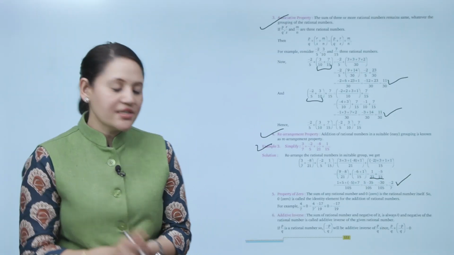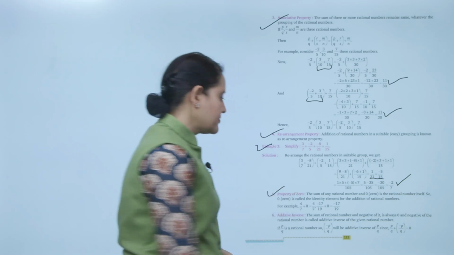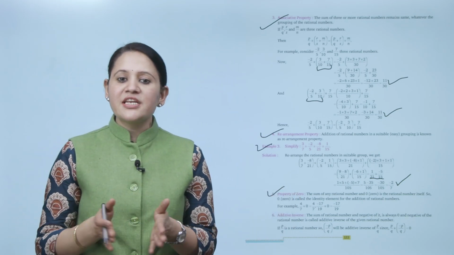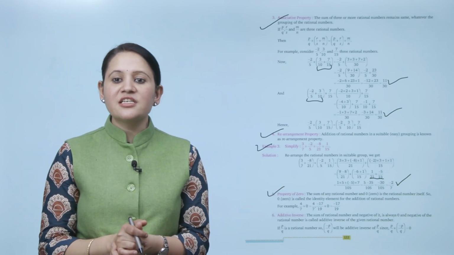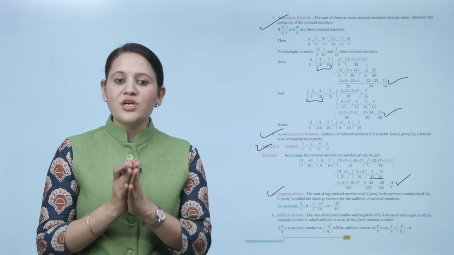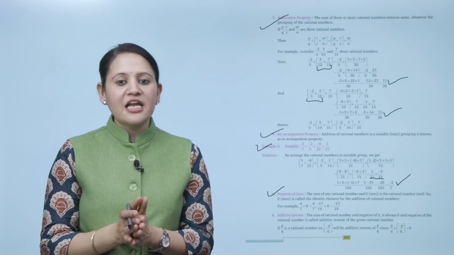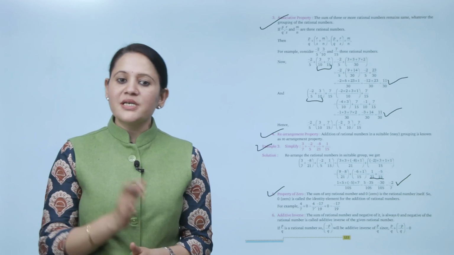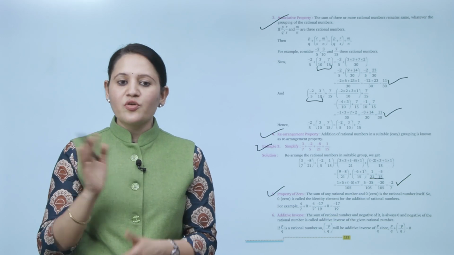Next is the property of 0. The sum of any rational number and 0 is the rational number itself. So 0 is called the identity element for the addition of rational numbers. 4/7 plus 0 equals 4/7.